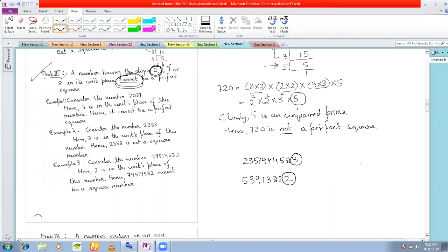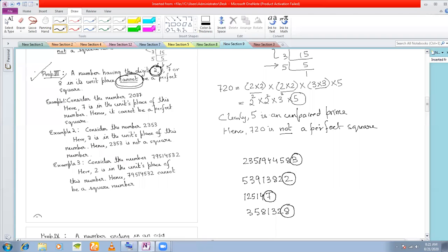Similarly for 7 also, suppose I have a number like this. Is this a perfect square? No, sir. It cannot be a perfect square because I see a 7 in the units place. That's why it cannot be a perfect square. Similarly, if I have this number, is it a perfect square? It cannot be a perfect square because I see an 8 in the units place.